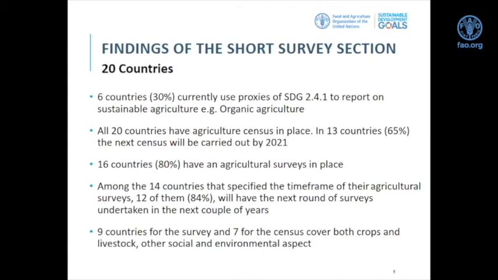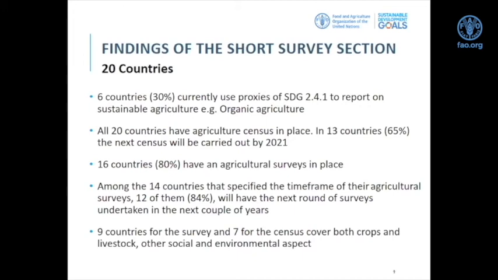100% of the countries stated to have agricultural census in place, and 13 will have it by next year, so very soon. 16 countries, which is 80%, have an agricultural survey in place, and 12 of them, so 84%, will have the next round in the next couple of years. So we really hope to have quite a lot of information through this census and surveys in the next years.